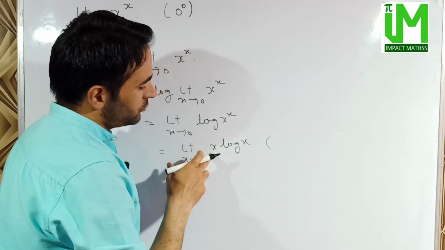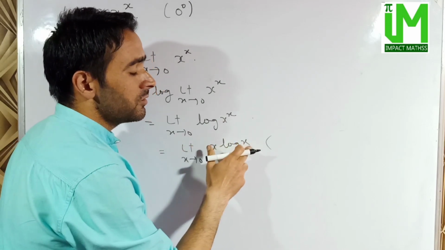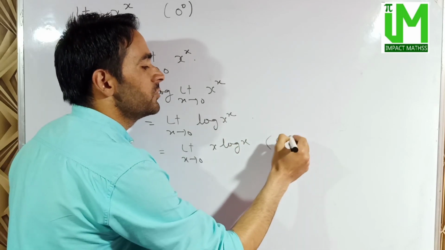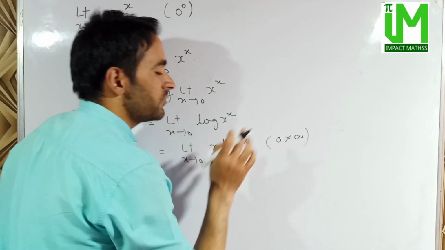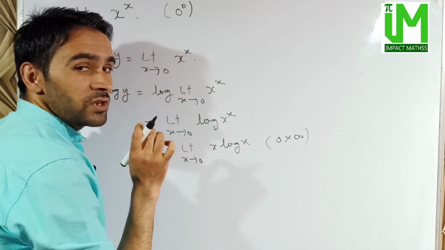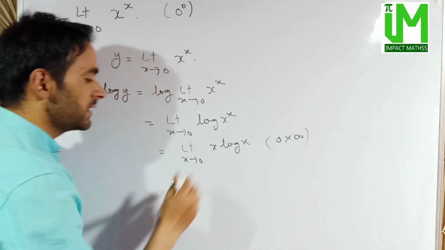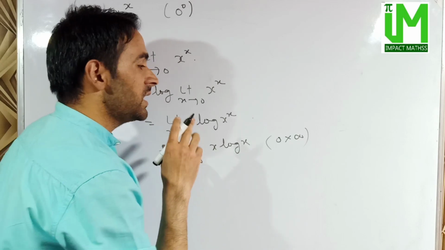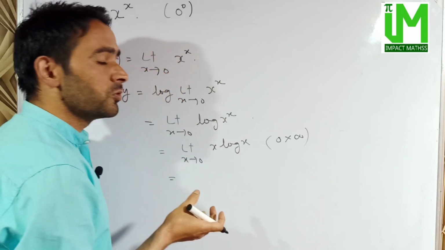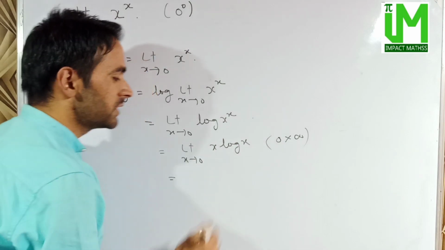Now this is reduced to, when x approaches 0, so this will be 0, and log of 0 is infinity. Now this is reduced to 0 into infinity type. अब यहाँ से 0 into infinity type में हम इसे 0 by 0 form या infinity by infinity form में convert करेंगे. And we again know that procedure from the previous videos कि कैसे हम 0 into infinity type को 0 by 0 form या infinity by infinity form में convert करते हैं.